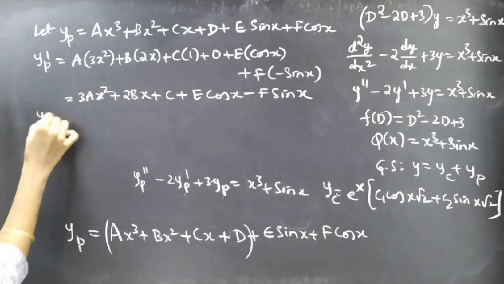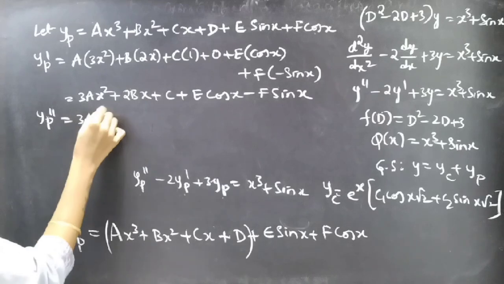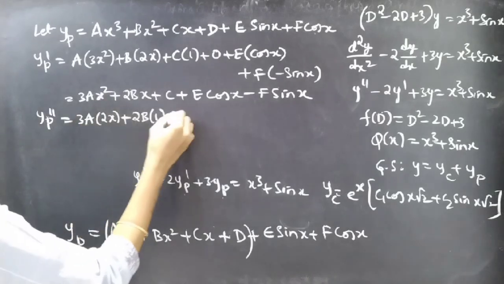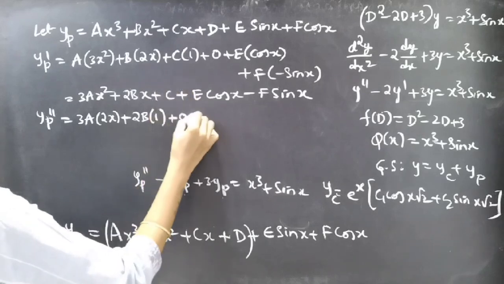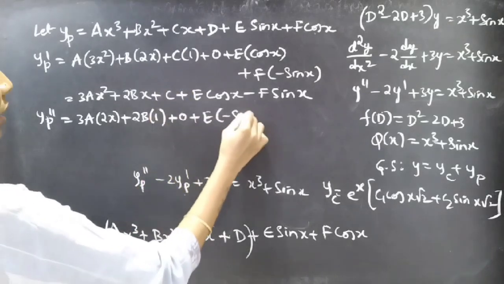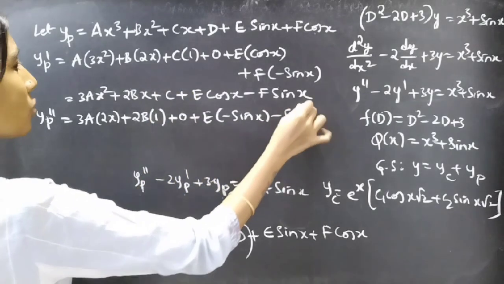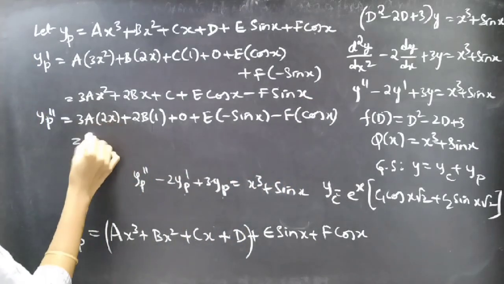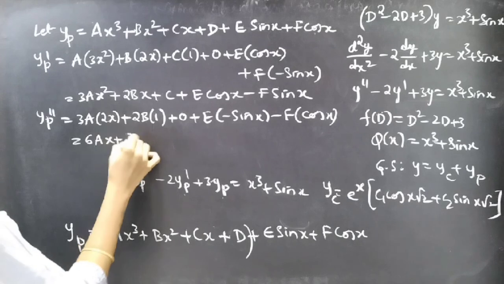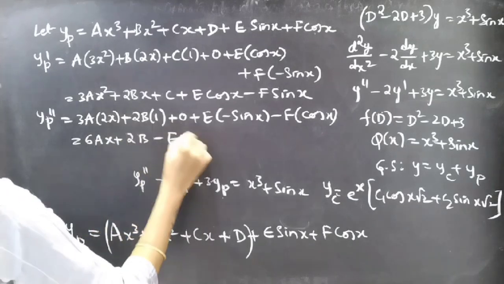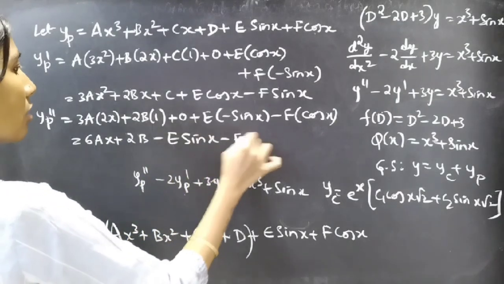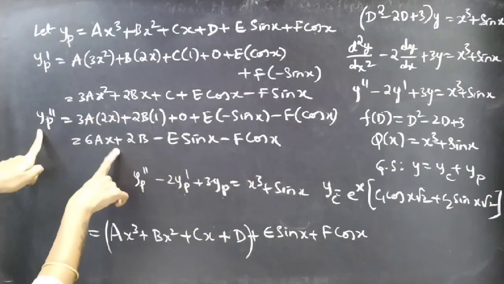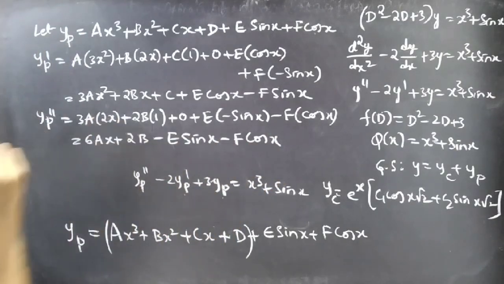Now find yp double dash, which is equal to 3a into the derivative of x square, which is 2x, plus 2b into the derivative of x with respect to x, which is 1, plus the derivative of the constant, which is 0, plus e into the derivative of cos x, which is minus sin x, minus f into the derivative of sin x, which is cos x. This gives us 6ax plus 2b minus e sin x minus f cos x. Now we have yp, yp dash and yp double dash. Let's substitute all these three in this equation.